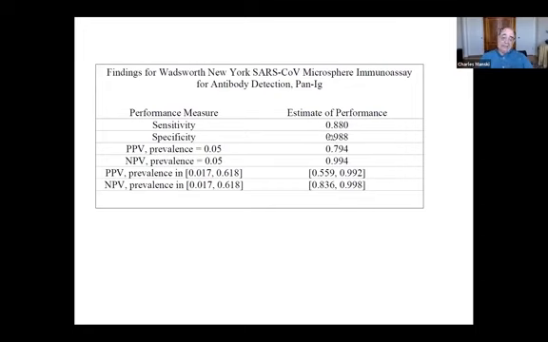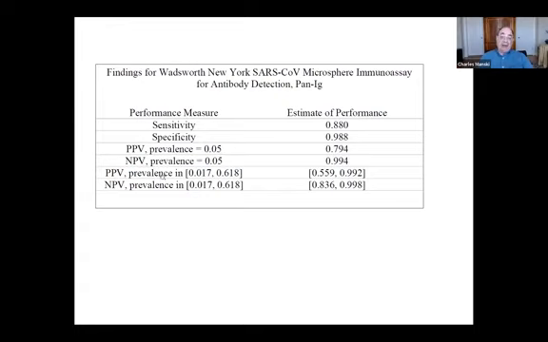Now, the FDA is not stupid. They know what you really care about is positive predictive value or negative predictive value, but they don't know what prevalence is. So they assume that the prevalence and the infected rate is 0.05, and then they give you point estimates of positive and negative predictive rates of 0.794 and 0.994. Now I look at this and say, well, where did this 0.05 come from? The FDA has no reason to assume that.